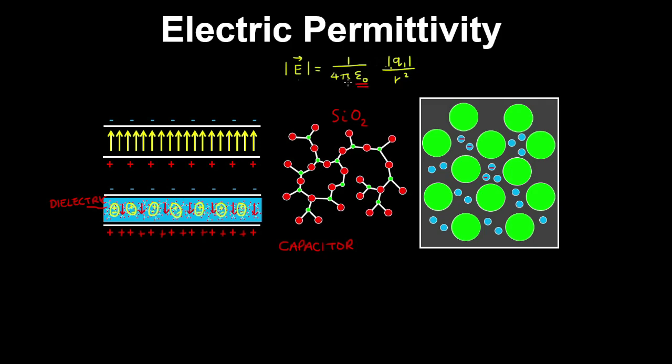And as we saw, it appears in physical relationships, such as the electrostatic force and the electric field. And the permittivity of matter has a value different from that of free space, and depends on the matter's composition and arrangement, as we saw.